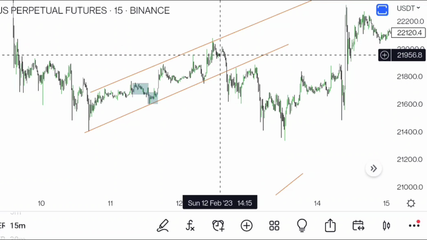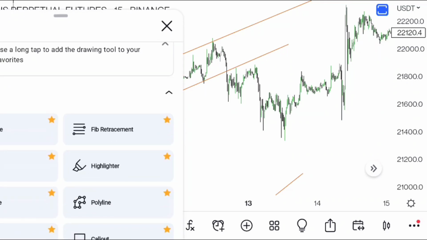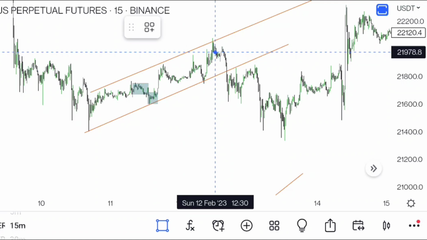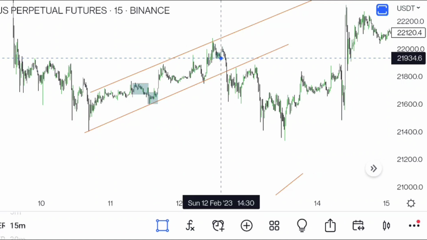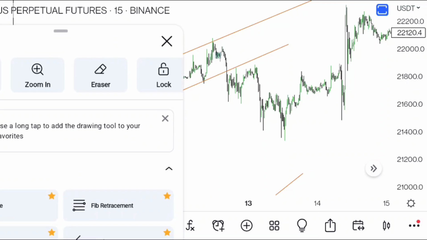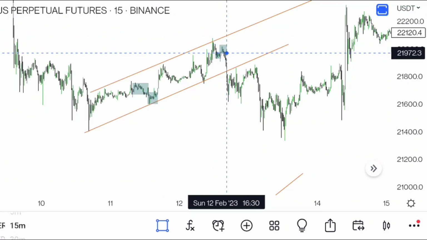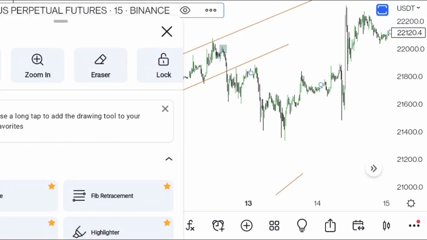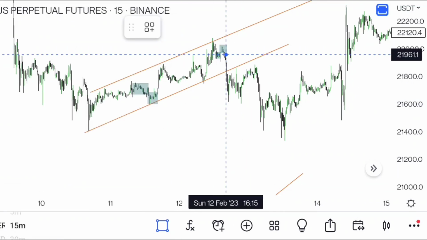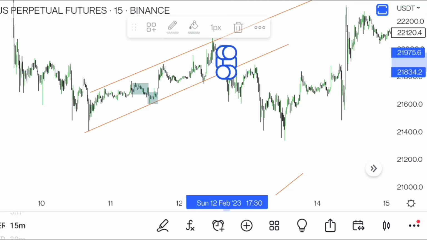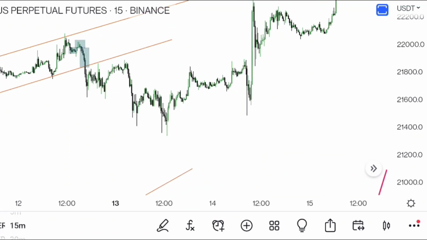Here you got the accumulation. Let me draw it. On 5 minutes chart, it would be more prominent. Like this was the accumulation, now the manipulation and continuation. Okay, so it's easy.